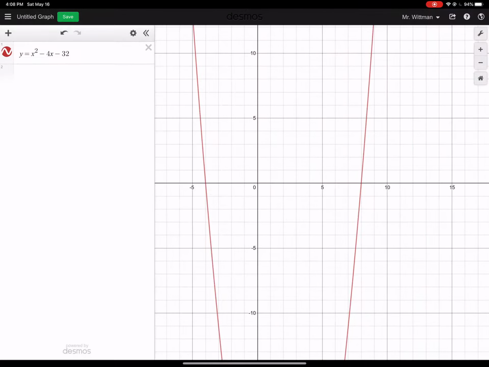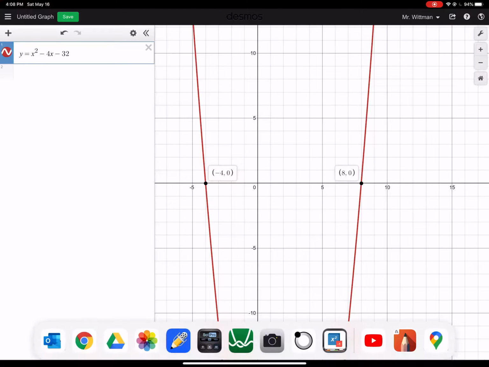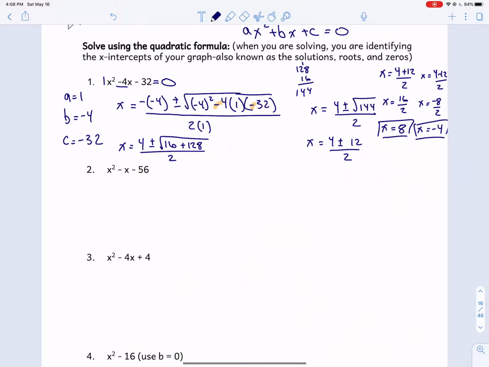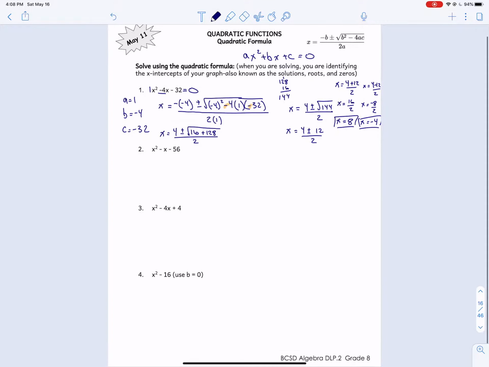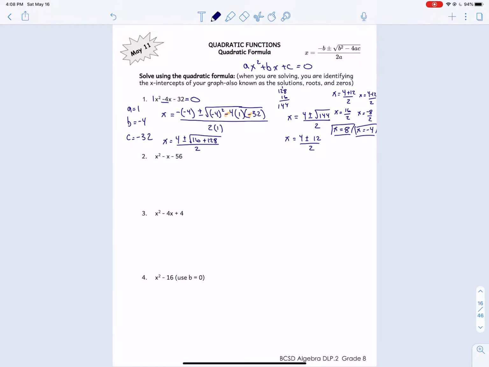Okay, so the curve should cross at x equals 8 and x equals -4. So x equals 8 is over here. Yep, 8 comma 0, and then -4 comma 0. Perfect. So that is the correct solution. Okay, so again, same thing for the rest. Identify the coefficients and then substitute those into our quadratic formula and solve.